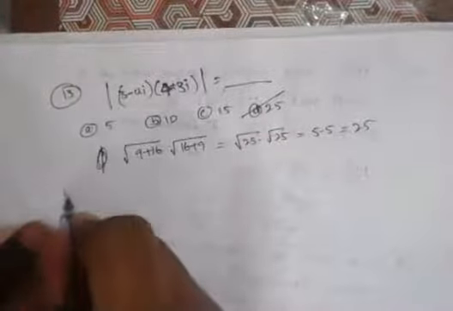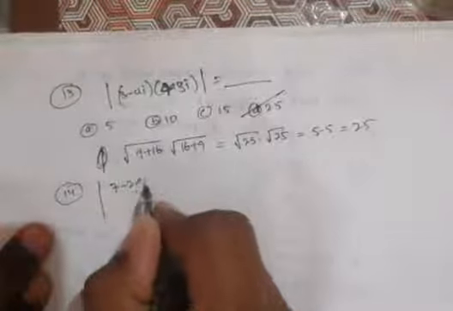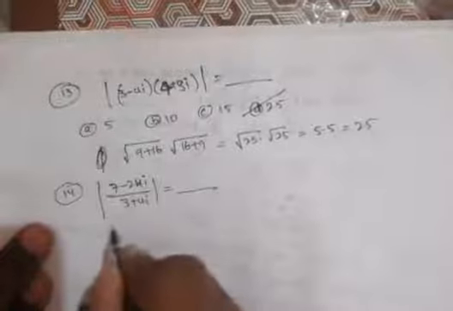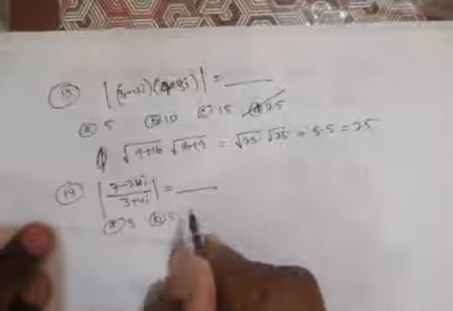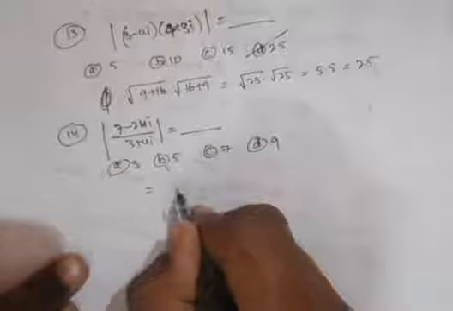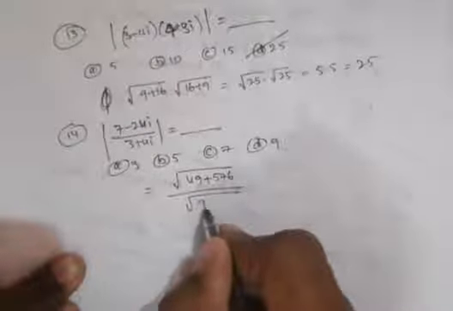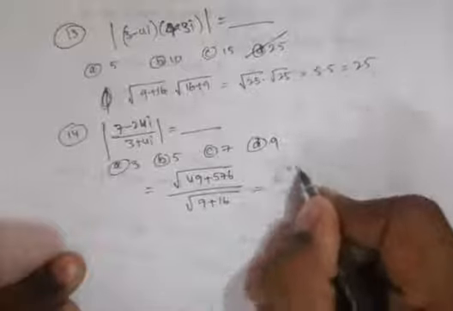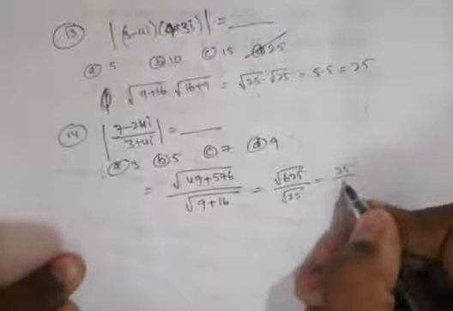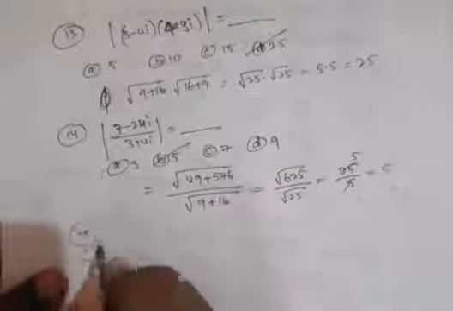Your answer, mod. Similarly another one: mod of (7 minus 24i) by (3 plus 4i) is option A 3, B 5, C 7, D 9. So how to find? Under root of 7 square 49 plus 576, by under root of 9 plus 16, that is under root 625 by under root 25. 625 means 25 by 5. Your answer is 5. Option B is the correct answer.